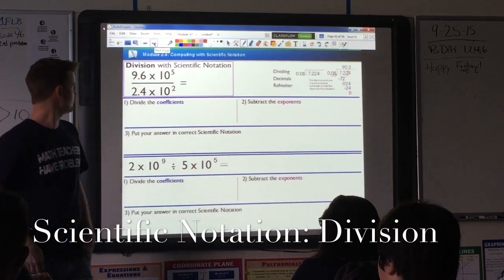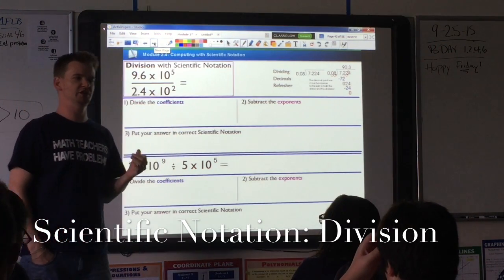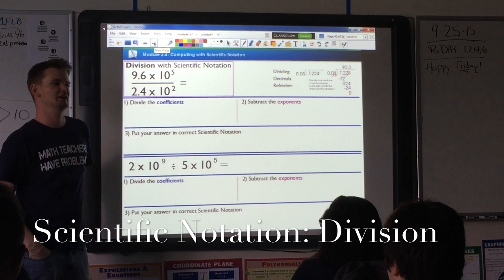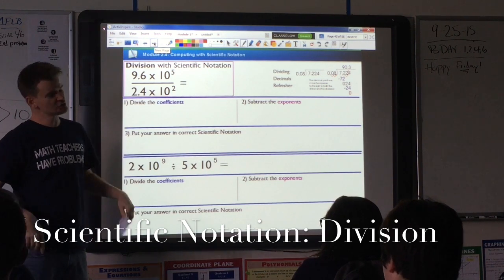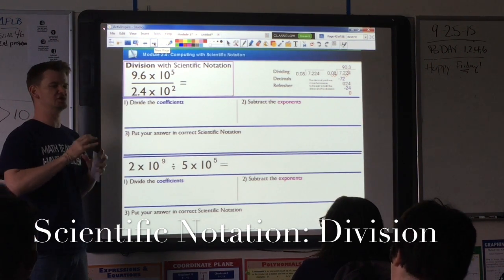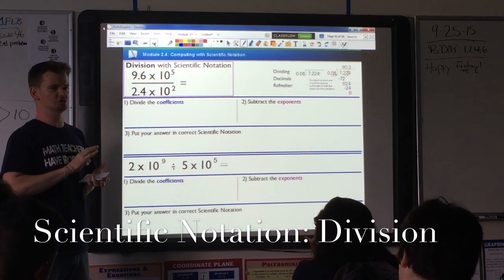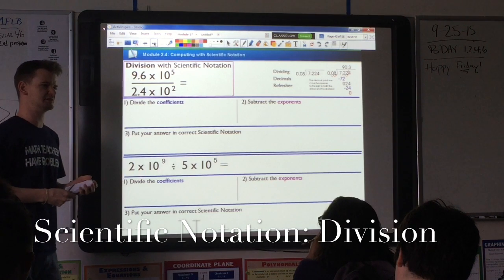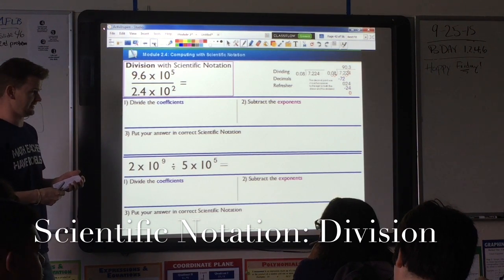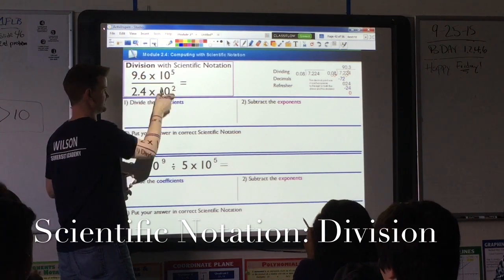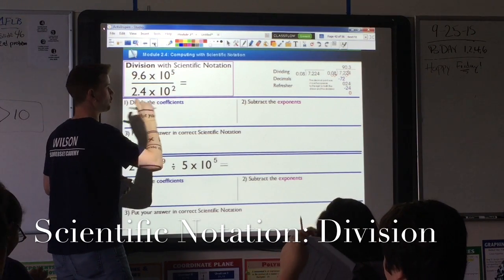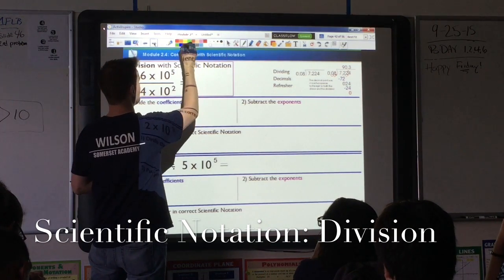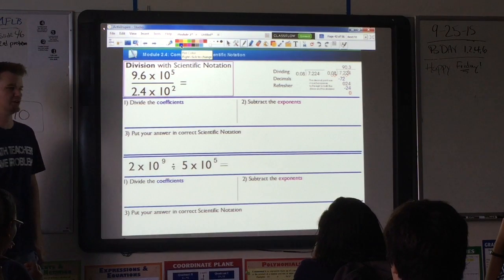All right, so now we're moving into division with scientific notation. Division with scientific notation uses the same rules that we've already learned. When we have like bases, what do I do with the exponents? Subtract. When I'm dividing and I have like bases, I subtract the exponents. But before we even get there, we have to deal with the coefficients.